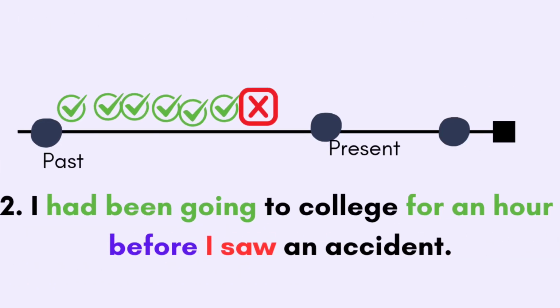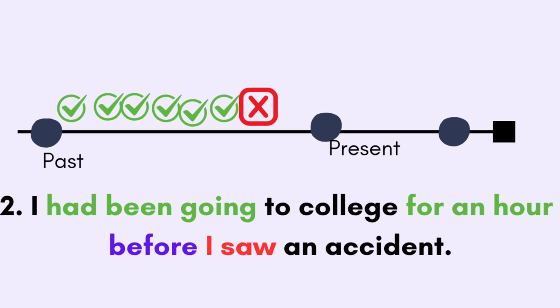Look at the example. I had been going to college for an hour before I saw an accident, which means before I saw an accident on the road, I had been going to college for an hour. So after looking at the accident, I decided not to go to college. So I returned home. Here one ongoing action was happening.